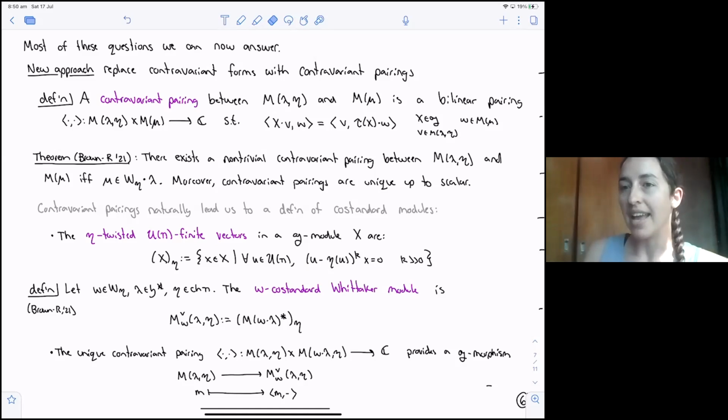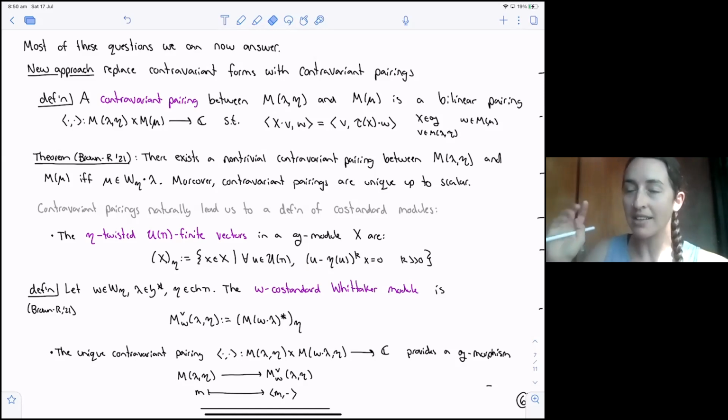If you do this for a Whittaker module, the contravariant form gives you a map into the full linear dual of the Whittaker module. That's a huge thing, because Whittaker modules are already more infinite dimensional than Verma modules, so their dual becomes giant. And this dual has lots of Whittaker vectors. So it no longer has a unique Whittaker vector like it does in the Verma case.